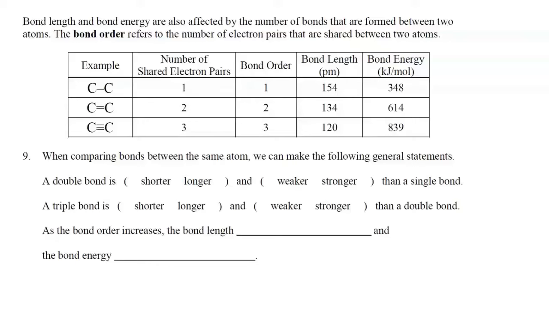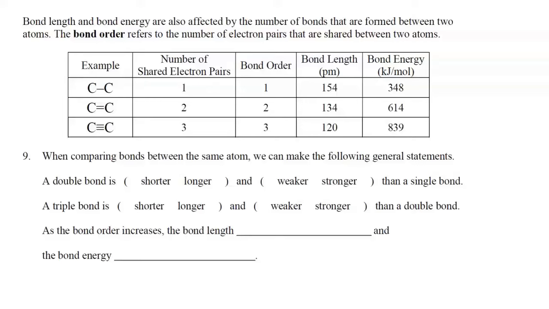Okay, so up until now, in questions 6, 7, and 8 of this packet, the only types of bonds we've been considering are single bonds, whether it was chlorine, bromine, or iodine. Here, as we prepare to answer question 9, we're considering the possibility of multiple bonds. So bond length and bond energy, which can be affected by the size of the atoms, can also be affected by the number of bonds that are formed between two atoms.